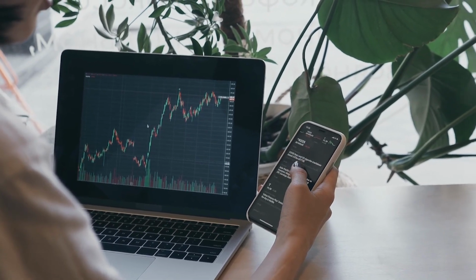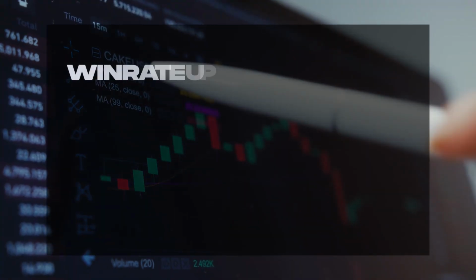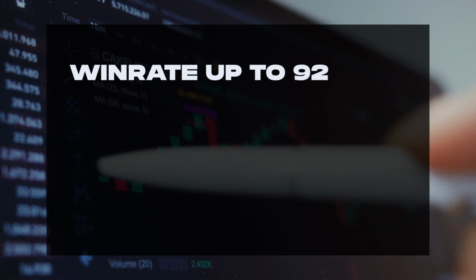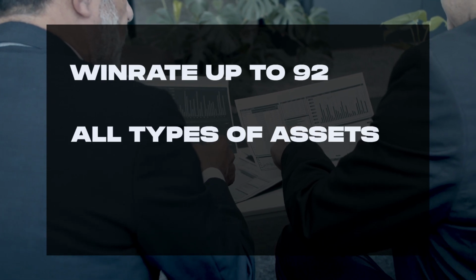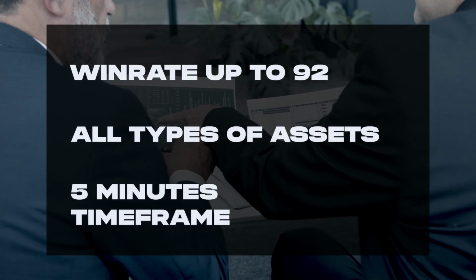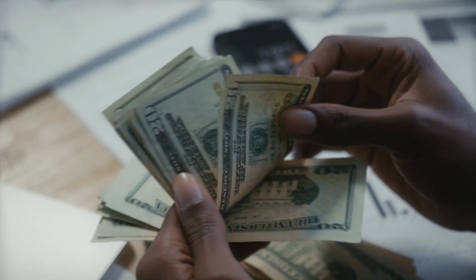Well, today we bring you the combination of an indicator with a specific strategy, which will allow you to get a win rate close to 90% trading all types of assets, stocks, commodities, forex, and even cryptocurrencies in 5-minute time frame. That is the perfect strategy for those who prefer to make a quick profit.